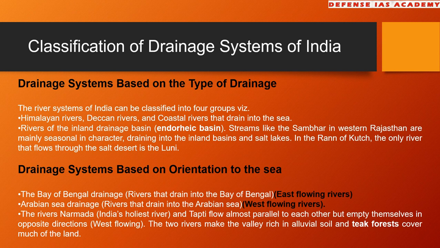The Narmada, which is also known as the holiest river of India, and the Tapti, also called Tapi, flow parallel to each other, but they are the two main west flowing rivers of India, and they drain into the Arabian Sea. The two rivers make the valley rich in alluvial soil, and thick forest cover much of the land.